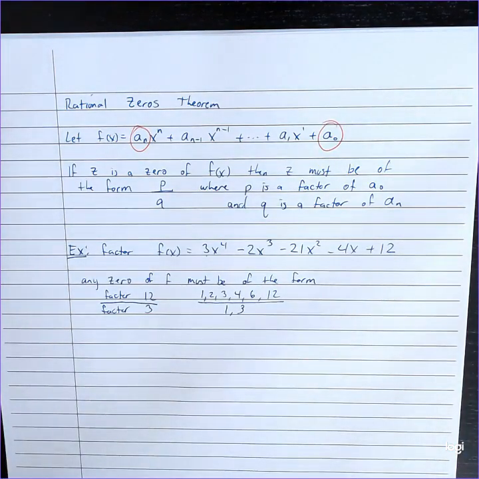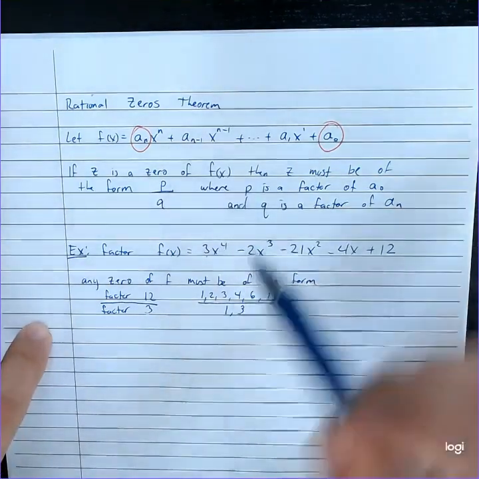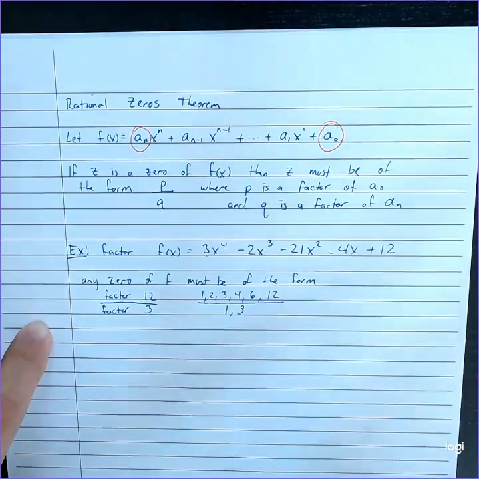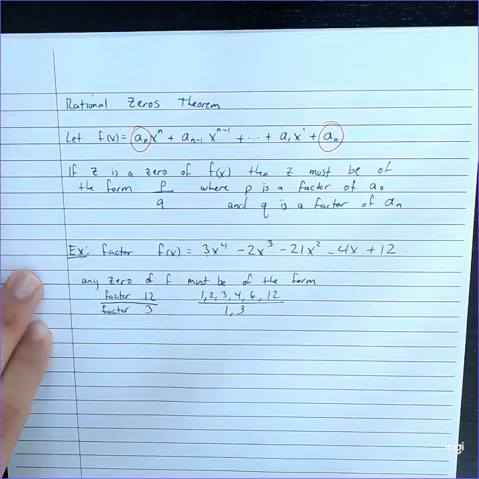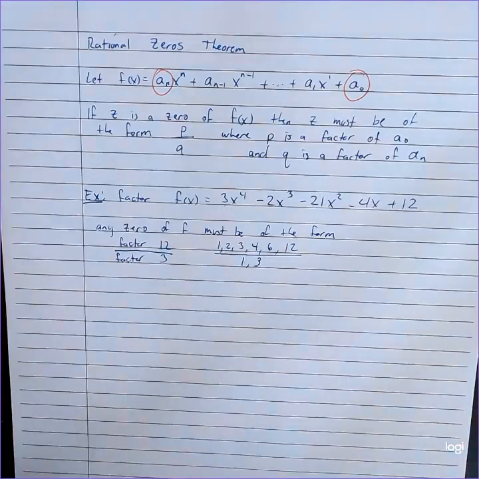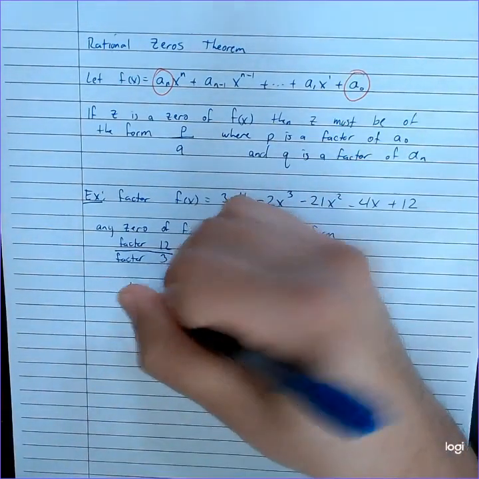So what we want to do is create p over q. Let's create a fraction that has one of these numbers as the numerator and one of these numbers as the denominator. Now you say, well, which one? Well, we don't know yet. We're going to create every possible one and then start testing. So let's see here. 1 over 1. Well, that's the number 1.